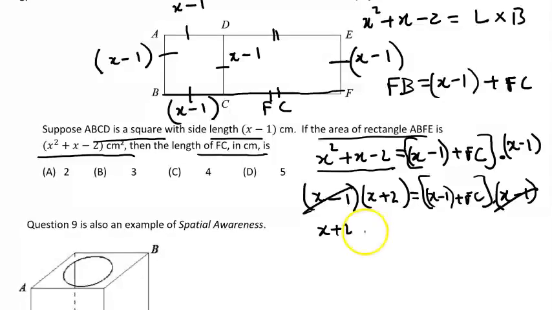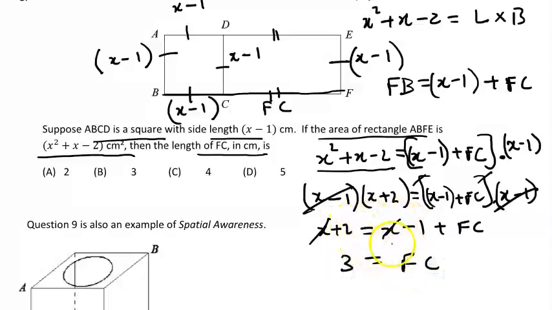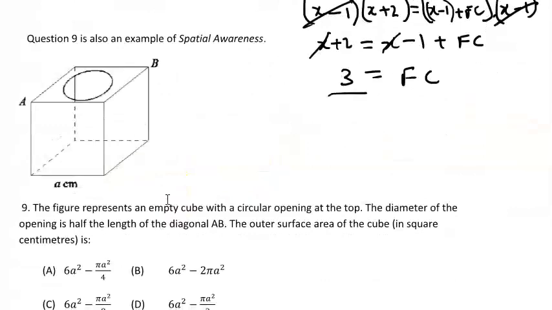Well, we can get rid of the brackets now. We don't need the brackets. Even this bracket can fall away. x minus 1 plus FC. x and x now cancel, therefore FC will equal 3. Right? Take the minus 1 to the other side. So the length of FC in centimeters is equal to 3. So that's option D. Alright, let's look at the next question.